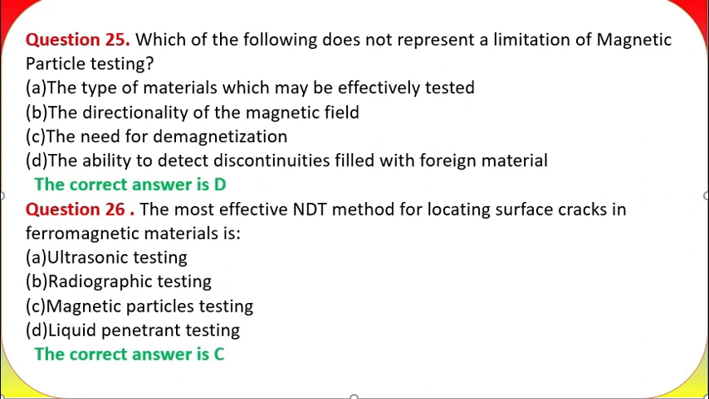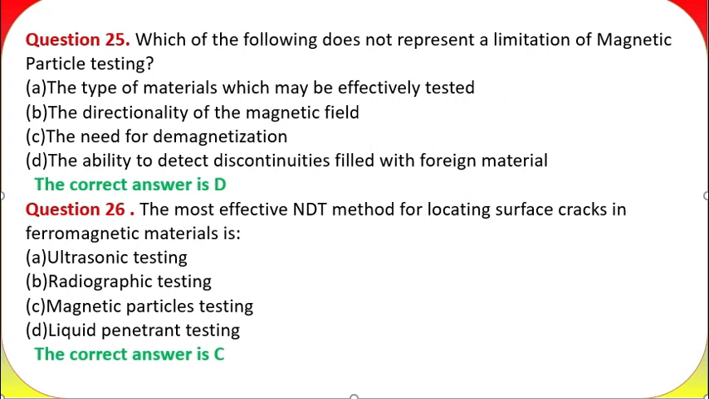Question 25. Which of the following does not represent a limitation of magnetic particle testing? A. The type of materials which may be effectively tested. B. The directionality of the magnetic field. C. The need for demagnetization. D. The ability to detect discontinuities filled with foreign material. The correct answer is D.